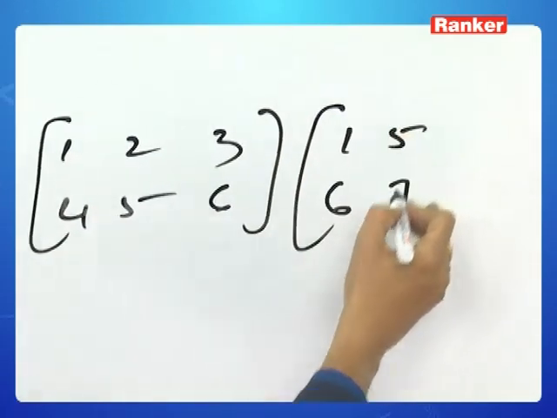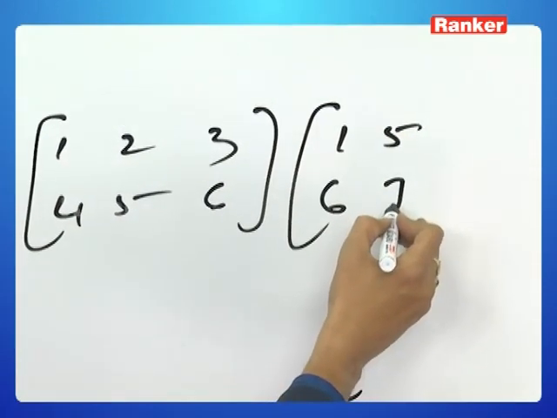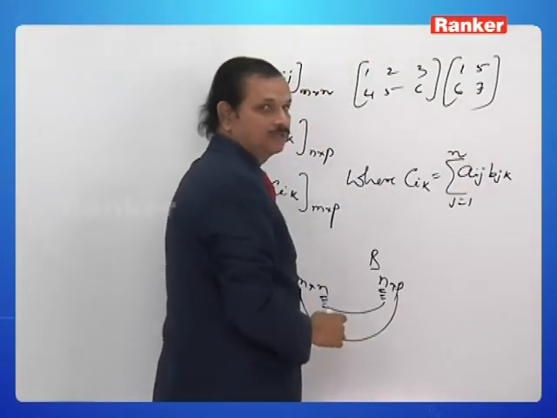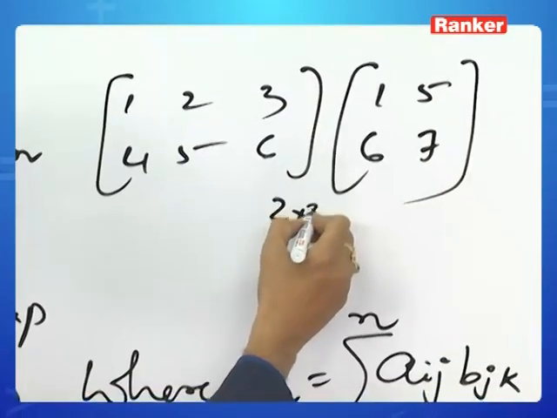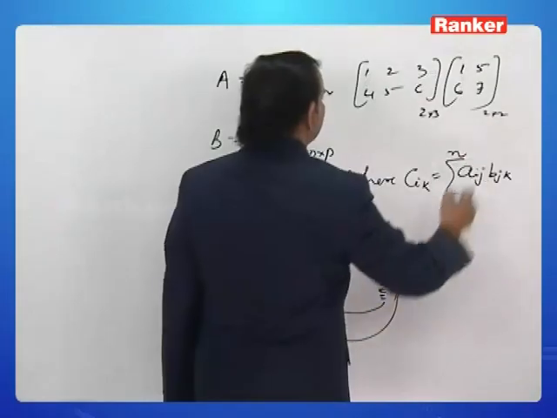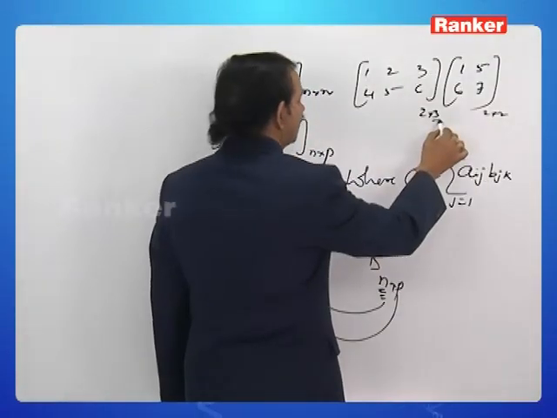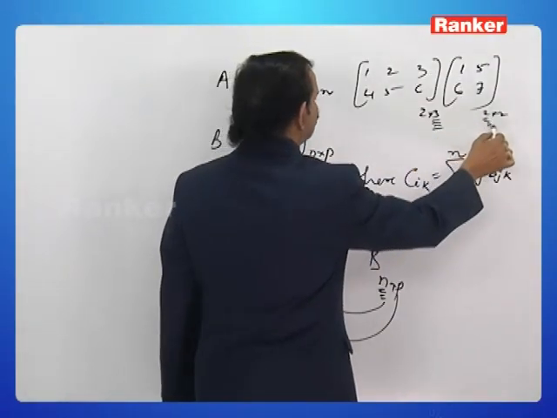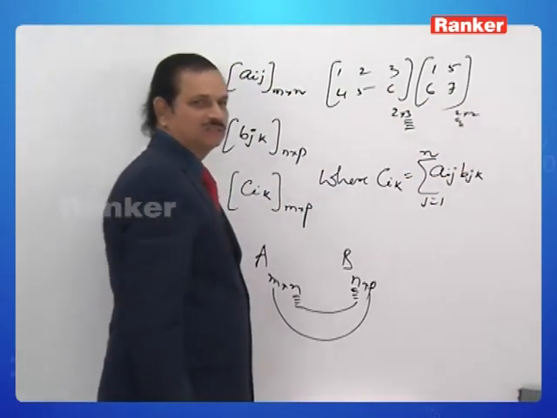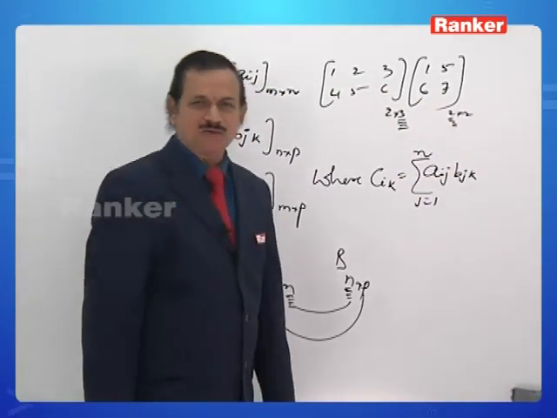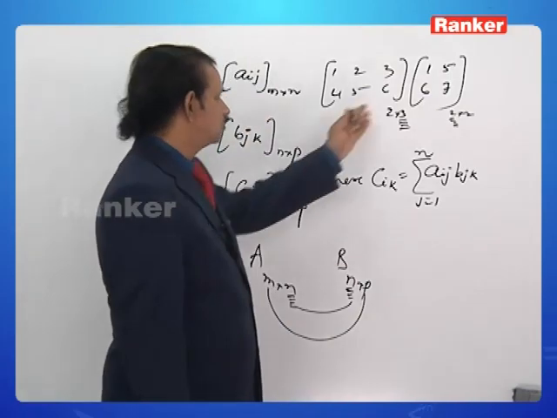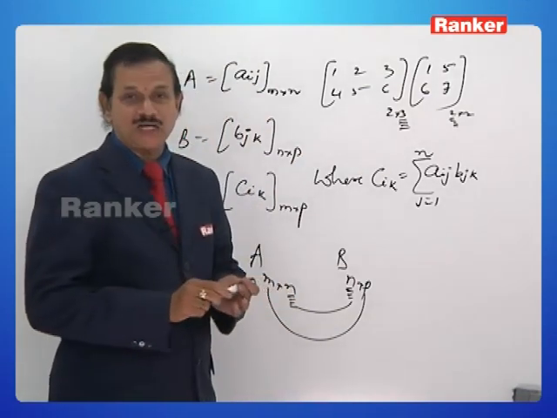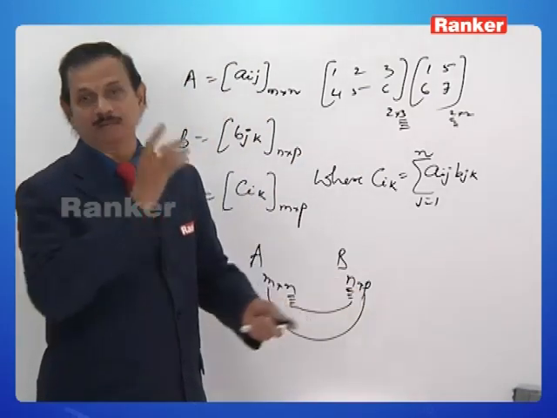Can you have the product of these two matrices? This is 2 by 3, whereas this is 2 by 2. Can you multiply? Justly not. The 3 and the 2 are not matched. Isn't it? They do not coincide. Therefore, these two matrices are not conformable for multiplication.